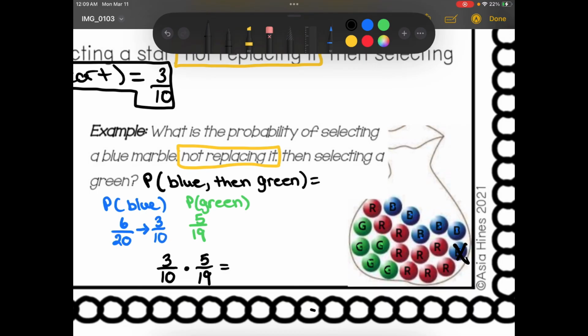Okay, so this becomes 15. 3 times 5 is 15. 10 times 19 is 190. And this can be simplified. It simplifies to 3/38. So the probability of getting a blue marble, not replacing it, then a green marble is 3/38.